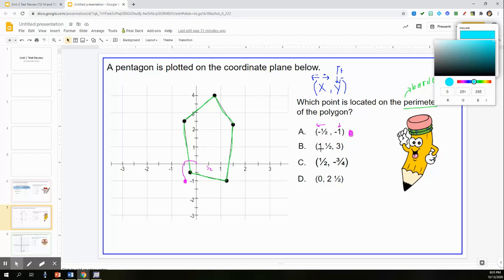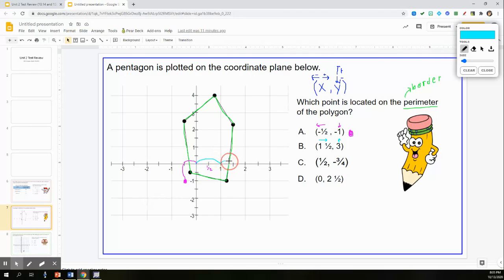Point B has a positive x value, which means I'm going to the right, and a positive y value, which means I'm going up. So Mario runs before he jumps, so I'm going to run to the right 1.5 steps. So 1 full step, and then a little half a step, and up 3. So 1, so that's 1 full step, 2 full steps, and 3. So point B would be right here.